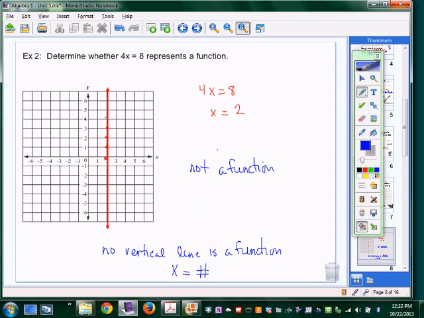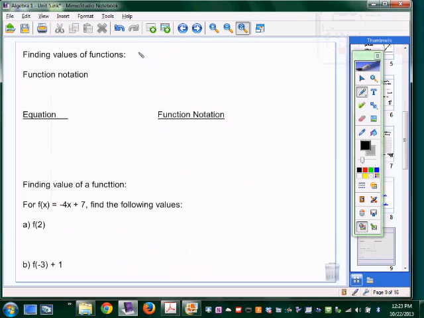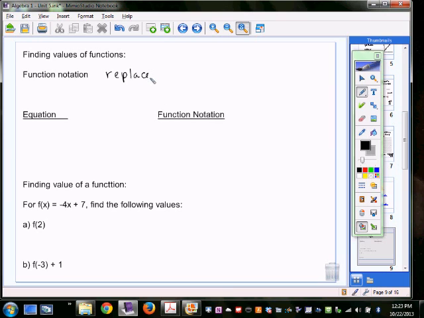Finding the value of a function. Function notation replaces y. F of x and y are the same thing. And what this is saying is function of x. If you see this, you know you have a function. So if I were to say, like this question right here, is this a function? You just go, well, yes, it is, because that means it's a function. Okay?